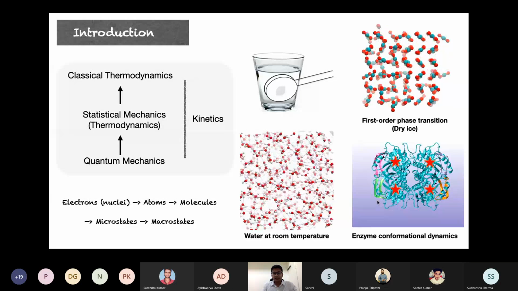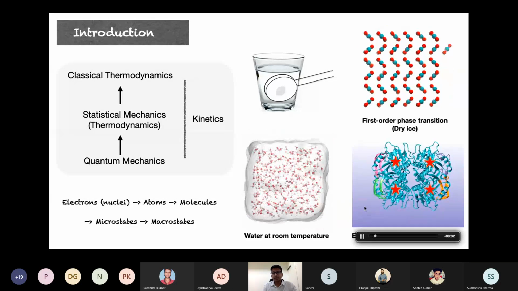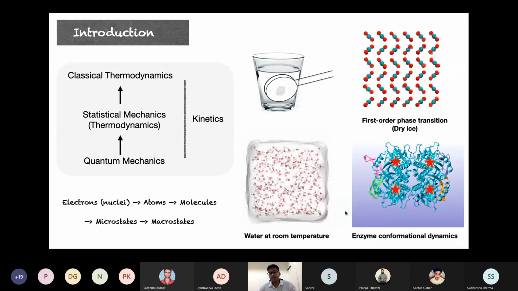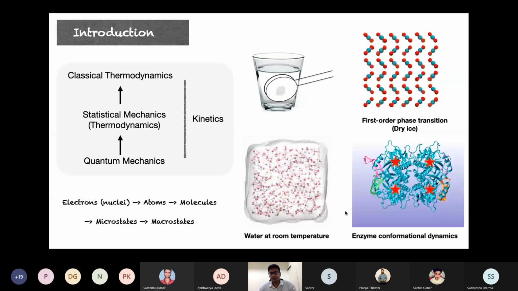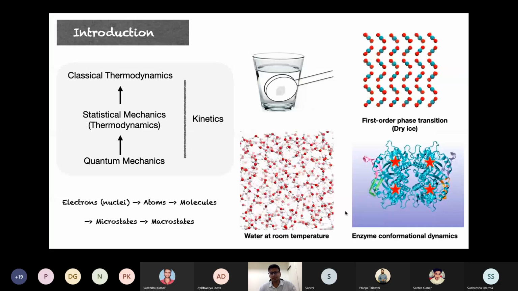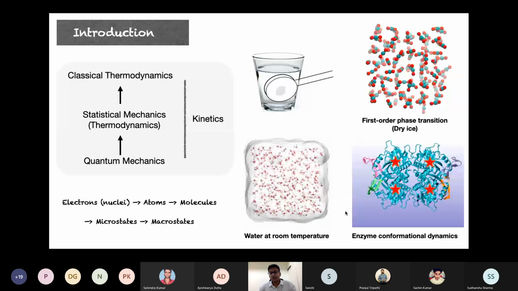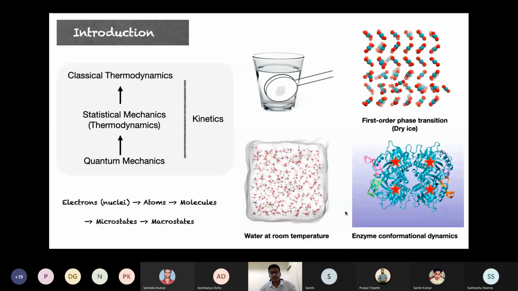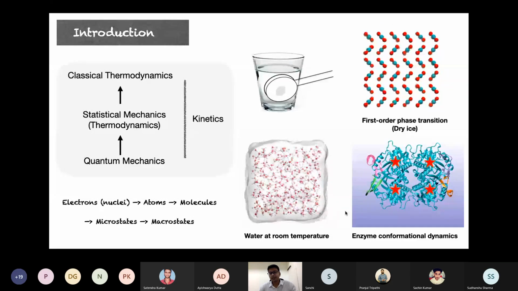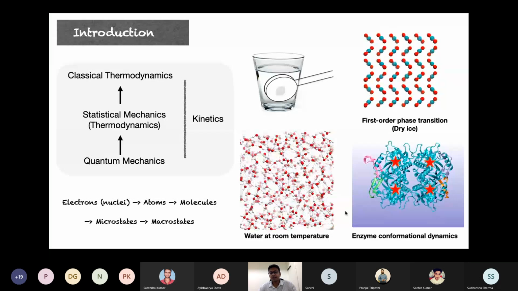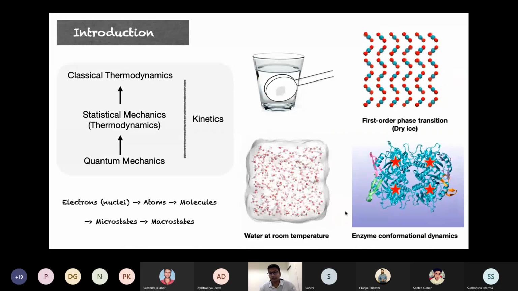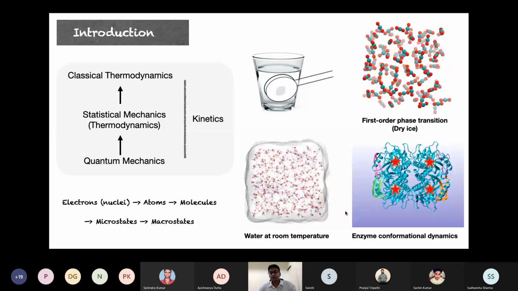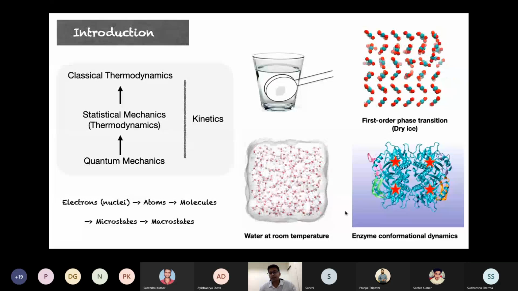Then the bottom one, the right side bottom one, there is an enzyme. This is a protein which is part of the metabolic pathway of Plasmodium falciparum, which is the causative agent parasite for malaria. If you can understand the mechanism of this enzyme, and if you can block this enzyme, then essentially you kill the parasite. So you stop the metabolic pathway, and that's how you can cure malaria. So you can design a drug molecule that can inhibit this enzyme, and then eventually that can help in combating malaria.